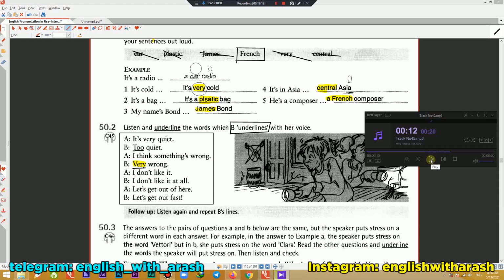Very wrong. Yeah, she's adding this very and she's saying it louder. Wrong, no. Very wrong. I don't like it. I don't like it at all. What about this one? I don't like it at all. Let's get out... Very, very wrong.